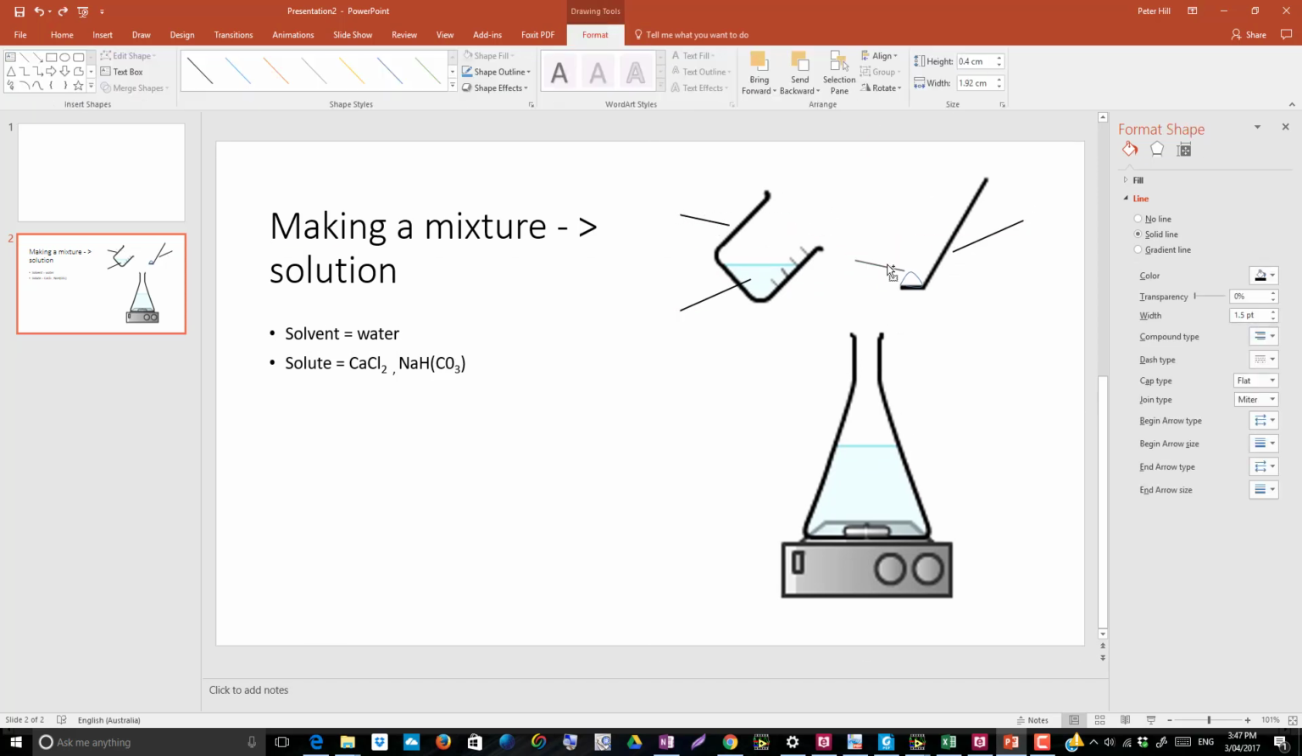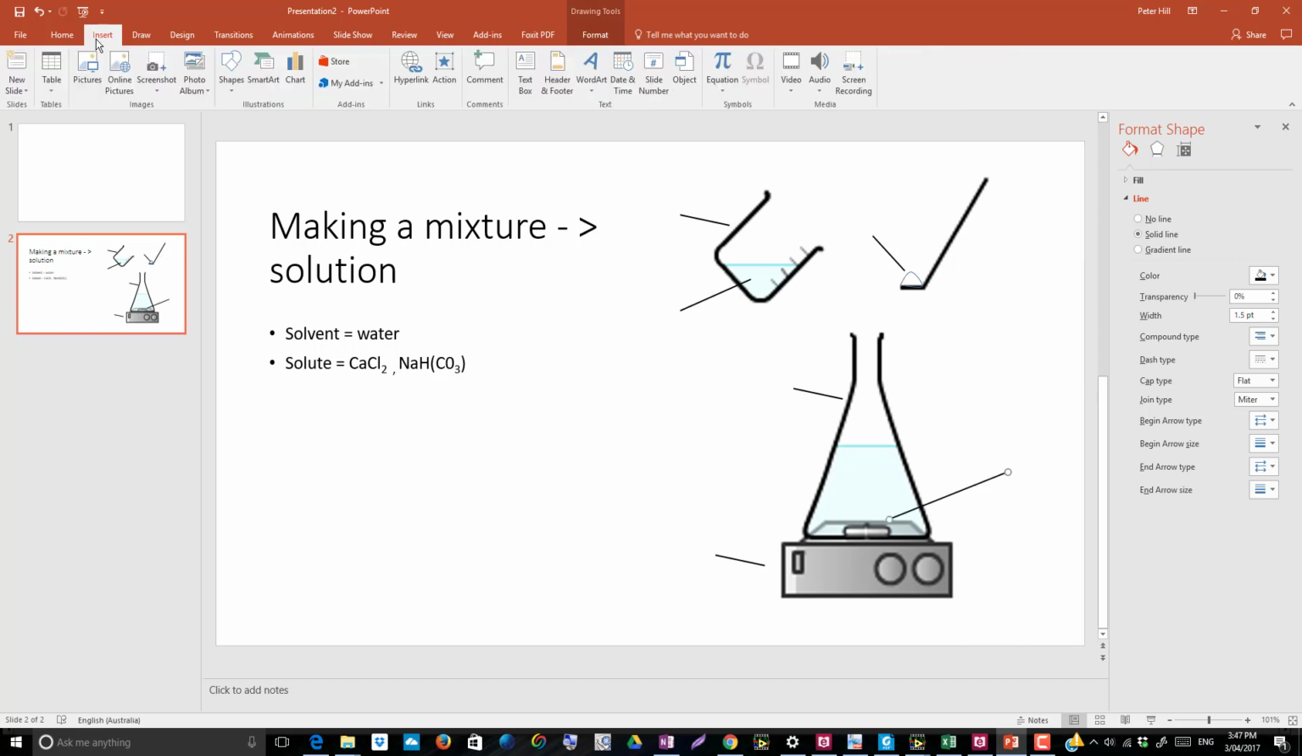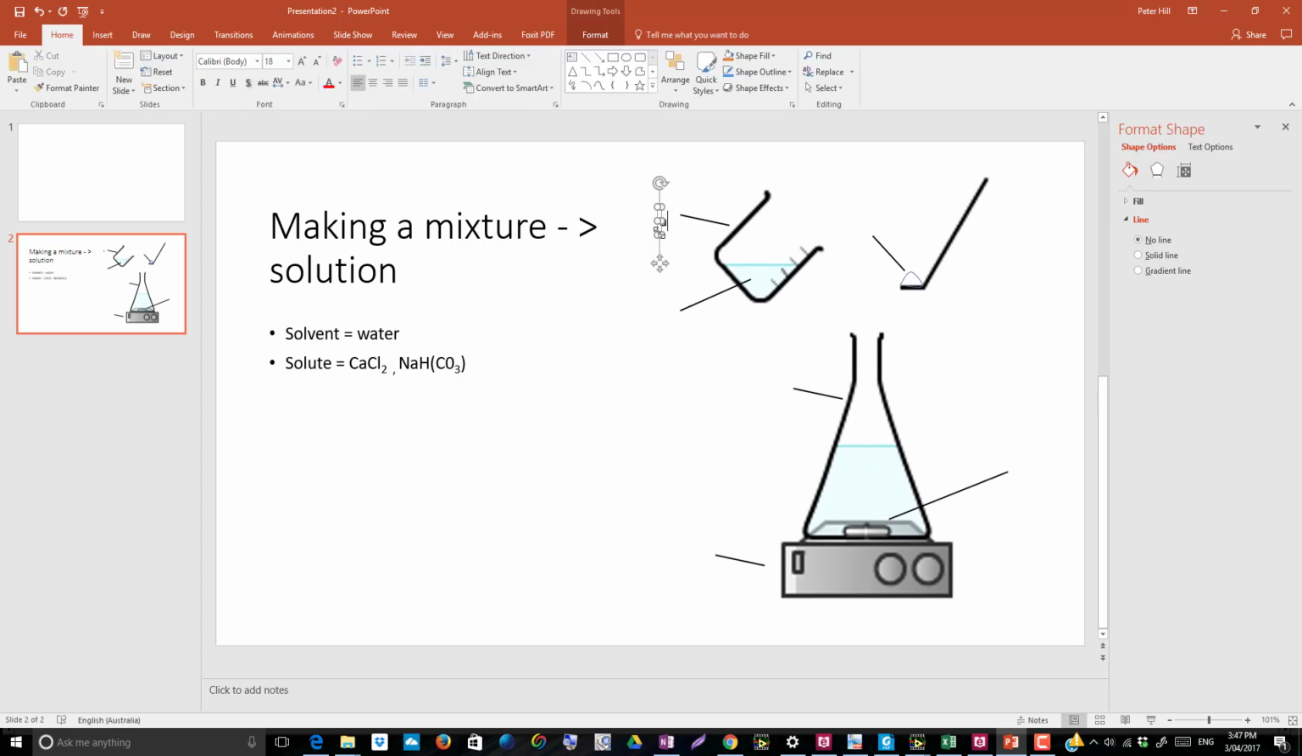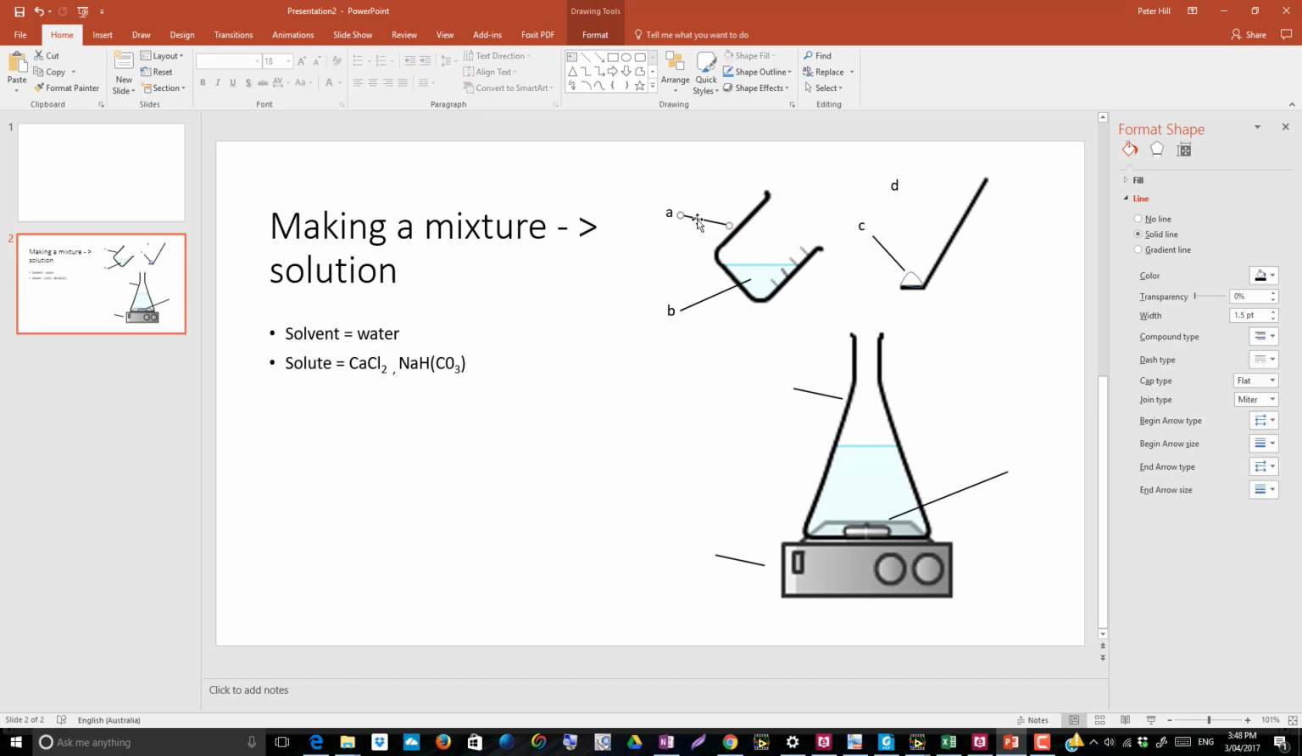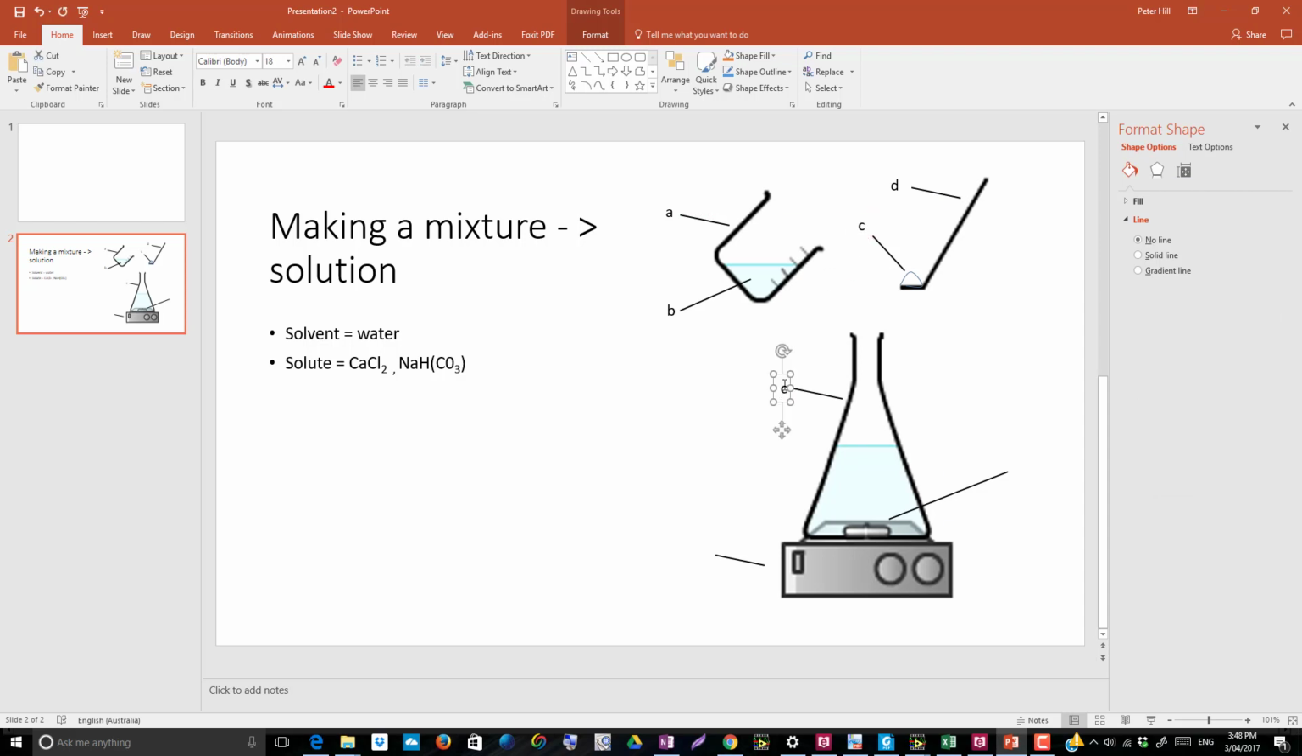In this case, for clarity, I'm actually going through the beaker to indicate the fluid. And this is a magnetic stirrer, so calcium chloride mixes okay, sodium bicarbonate takes a little bit to dissolve when you've got some high concentration. So the solvent is water, the solute is calcium chloride, and sodium bicarbonate, which is a sodium and a hydrogen carbonate. It's used in cooking, known as baking soda in Australia.